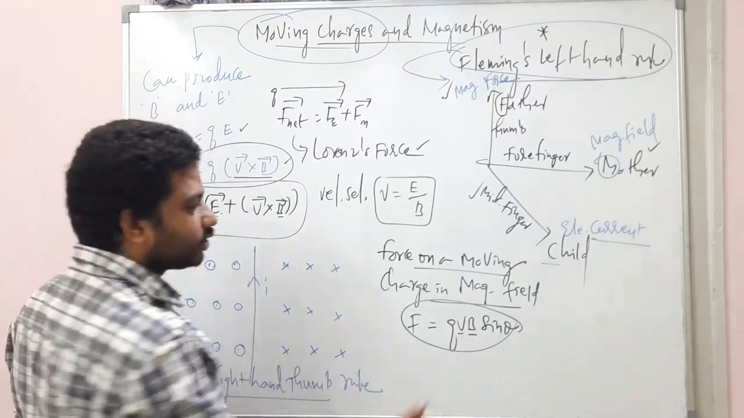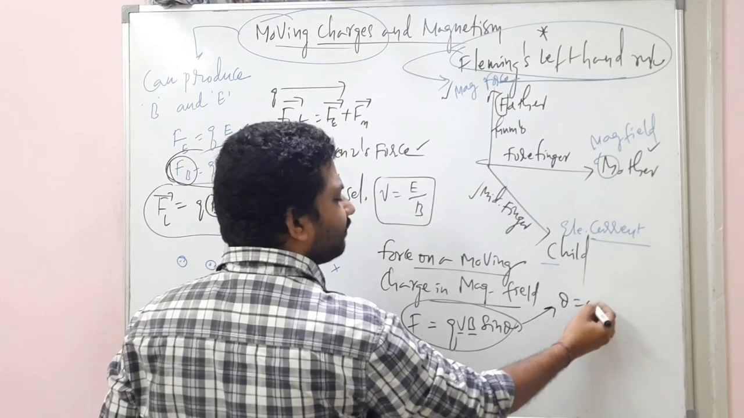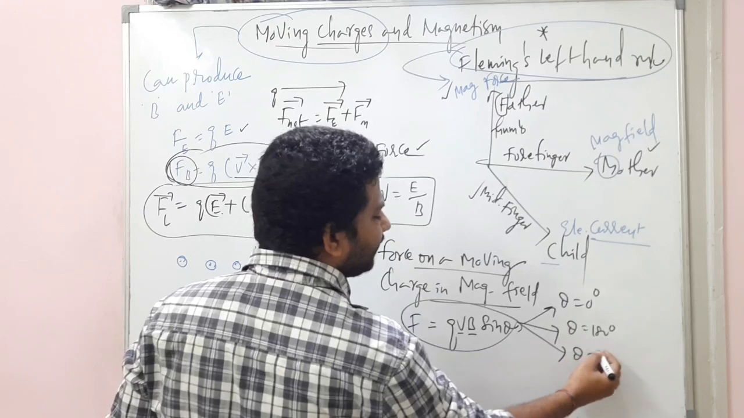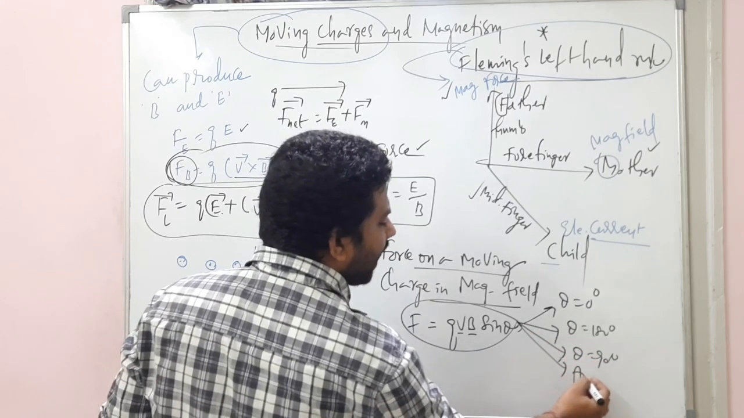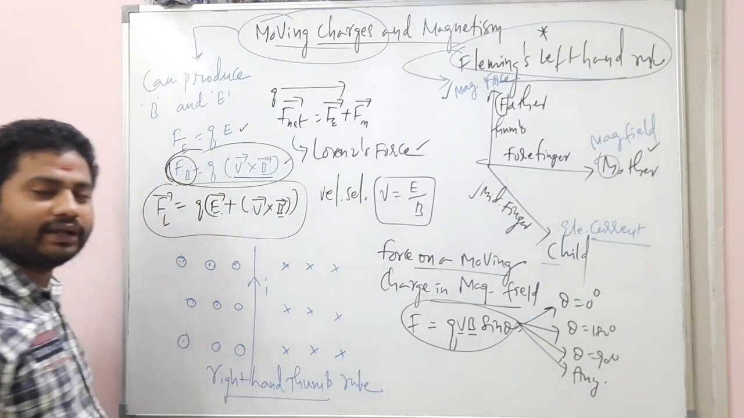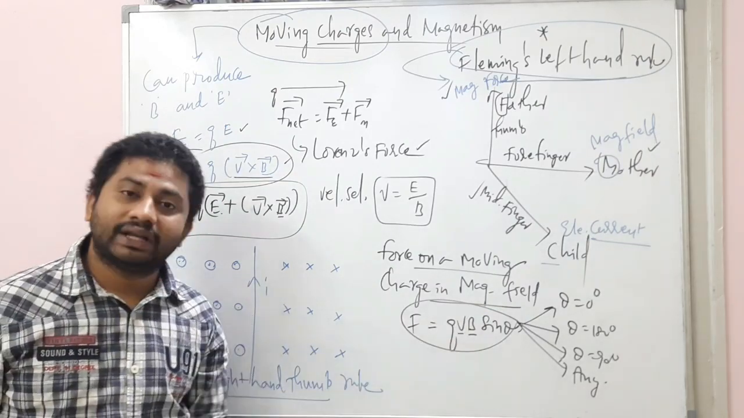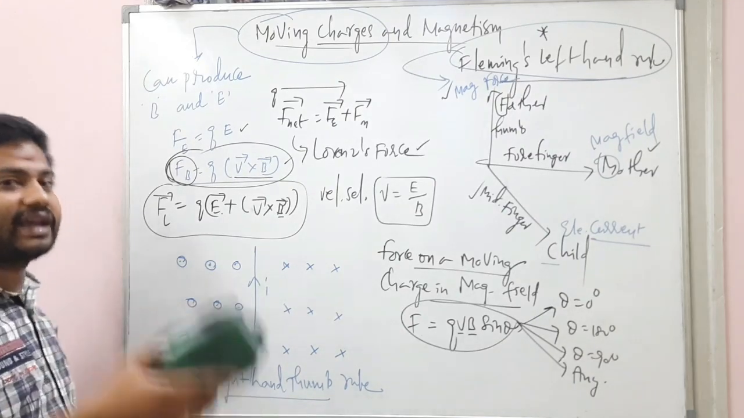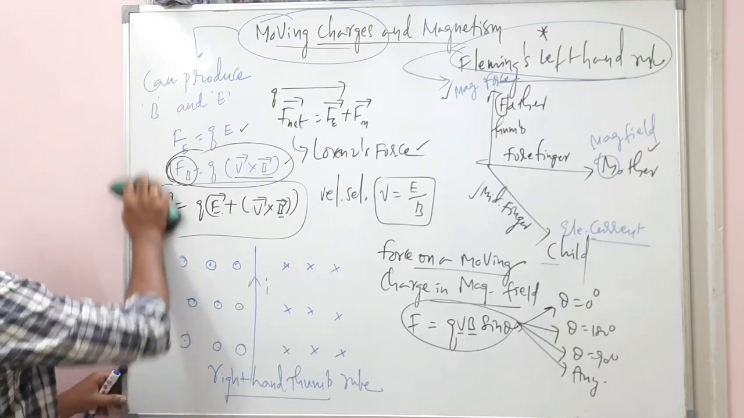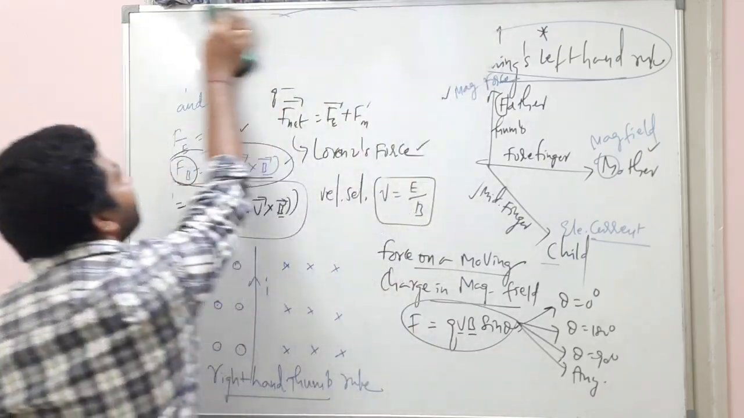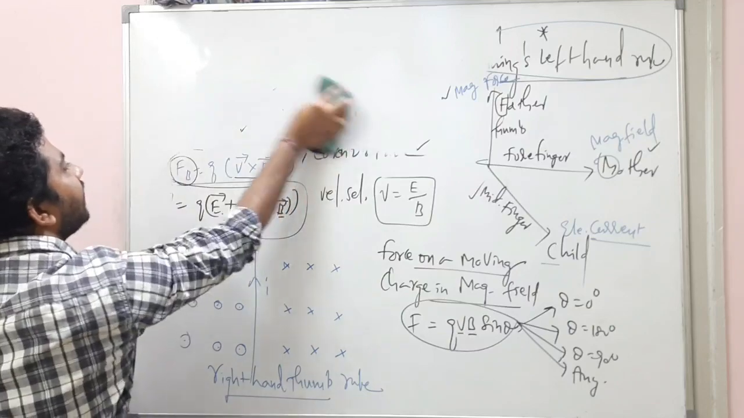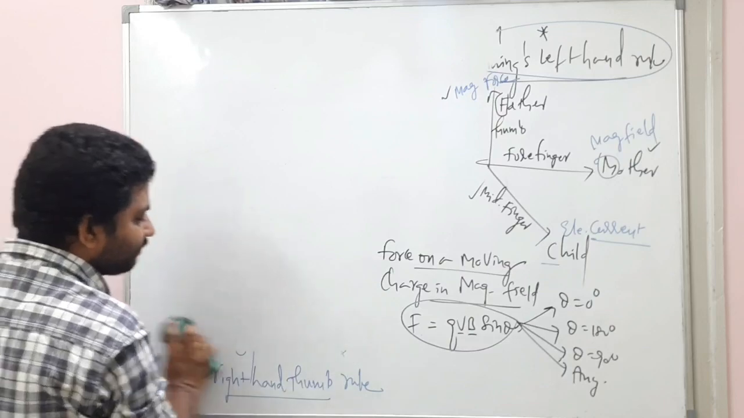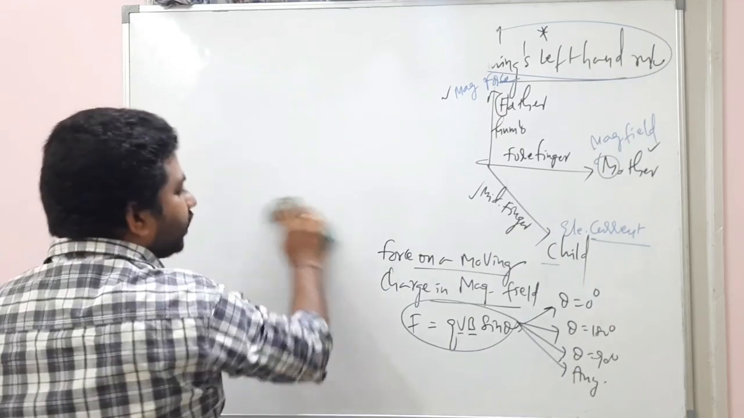Okay, coming back to this situation, where theta can be 0, theta can be 180 degrees, theta can be 90 degrees, and theta can be anything other than these. Right? So let us talk about them one by one. Each and every case is important, and from each case there may be a question, right? So we should be very, very careful while studying this concept. There are so many formulas involved. Everything is important.